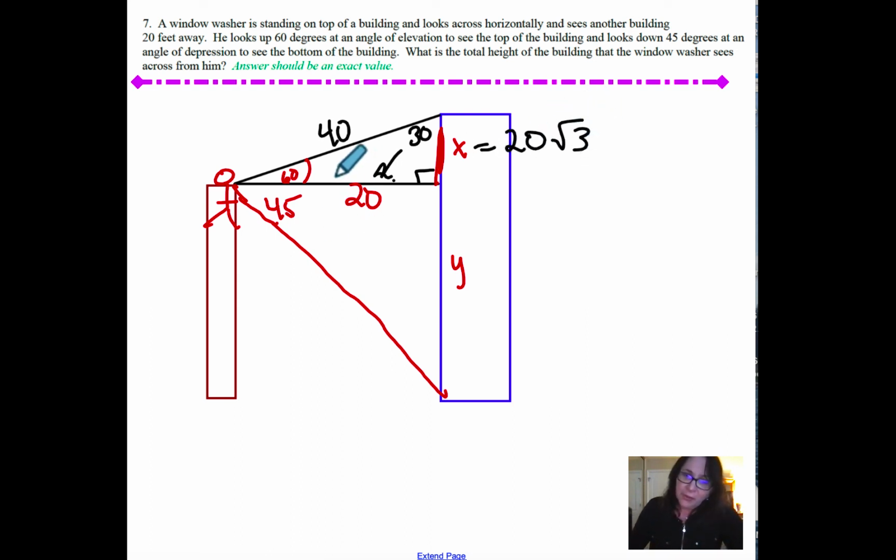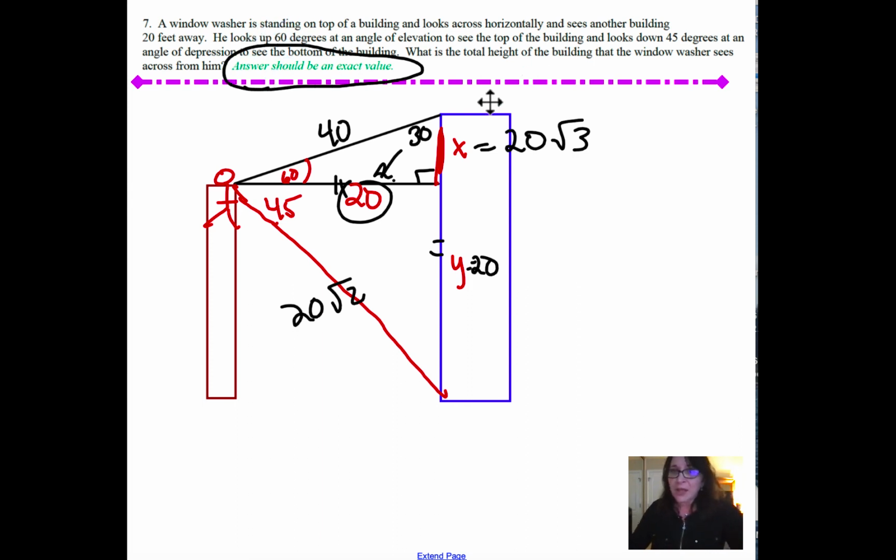Now, across from the 45, remember, this is a 45, 45, 90. So this length here, 20, is equal to this length, 20. And if you wanted to, you could say that that's 20 root 2. But they didn't ask for that. They just wanted the total height. And they want our answer to be in an exact value. So it's going to be 20 root 3 plus 20. And that's going to be the total height of the building.